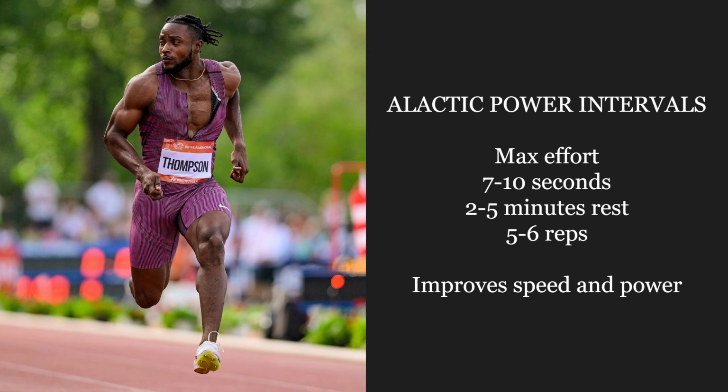So you can increase the power output of your creatine phosphate system by doing alactic power intervals. This involves 7 to 10 seconds of work, followed by 2 to 5 minutes of rest in between sets, or until you're fully recovered and your heart rate is below 120 beats per minute. And you should do 5 to 6 total reps in each workout. And this will improve your max speed and your power.